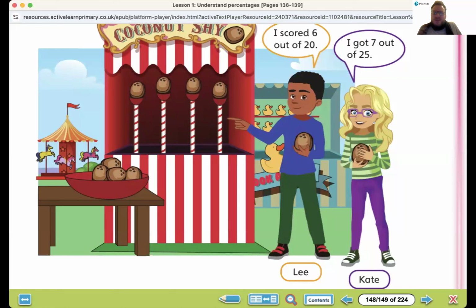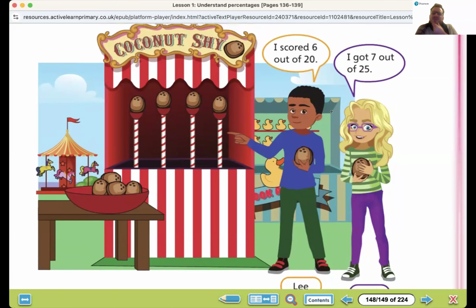Anyway, we can talk about the language, and we can say, do you know what? We've been talking about percentages. I wonder what this question's going to be about. And we can just gradually involve ourselves in the context.